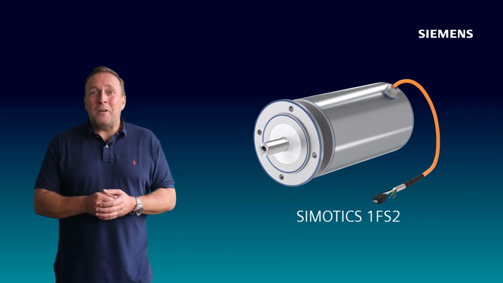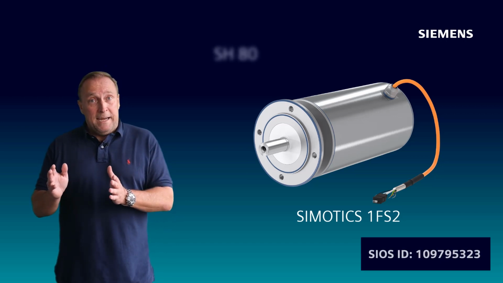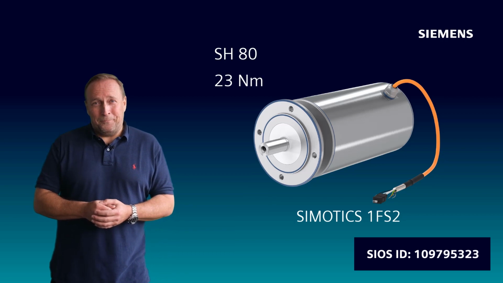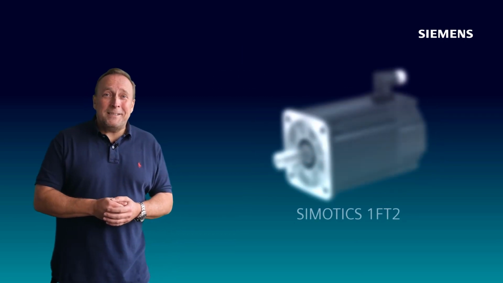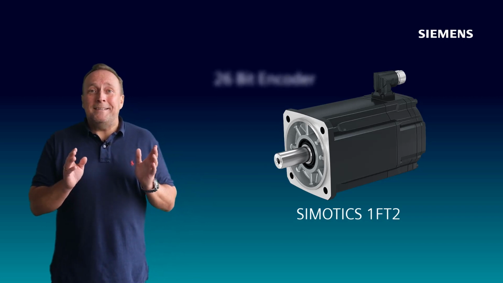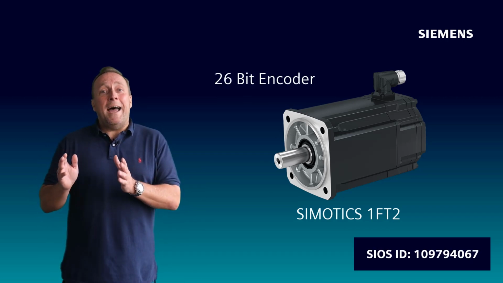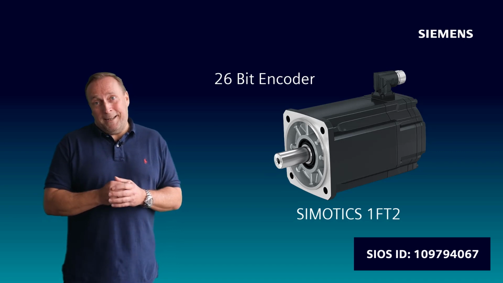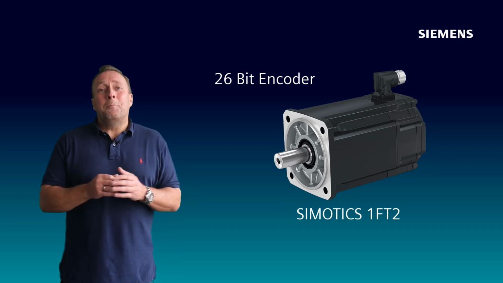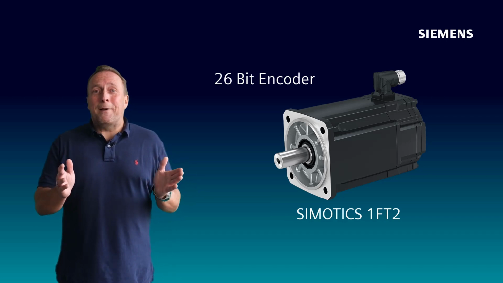The stainless steel motors are now also available in shaft height 80 to extend the starting torque up to 23 Nm. For the 1FT2 servo motors, you can now order, starting from shaft height 40, a 26-bit encoder to fulfill the high demands on precise motion control applications. For shaft height 20 and 30, this option will be available in the first quarter of the upcoming calendar year.